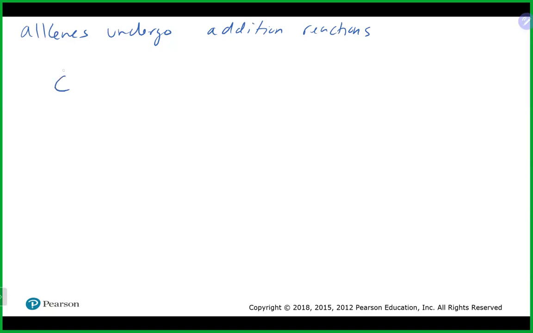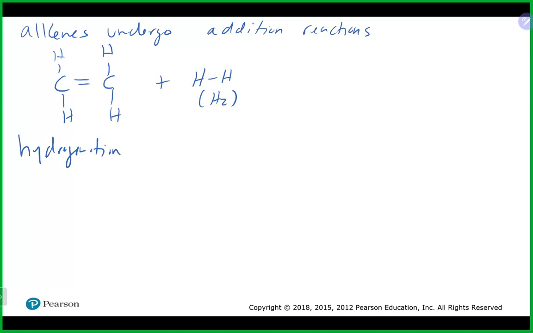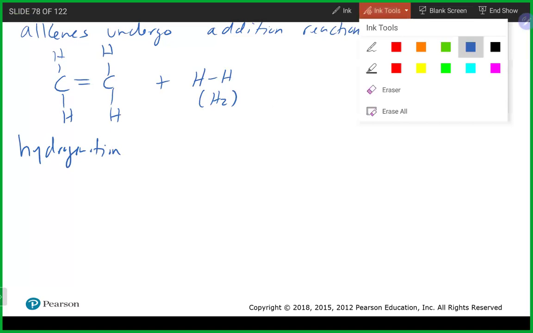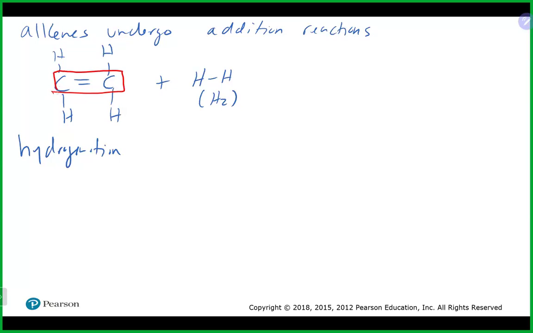So the simplest idea here of how this works is pretty much this. We could add something. Let's go with hydrogen, H2. By the way, this is what is known as a hydrogenation reaction because we're adding hydrogen. Now, what always happens when you have an addition reaction with an alkene, the only thing that you should ever focus in on is right there. That is the only thing that changes, okay? So in this case we're going to add a hydrogen to both sides of that double bond. And that's why it's called an addition. Nobody's coming off. We're just putting everybody on.